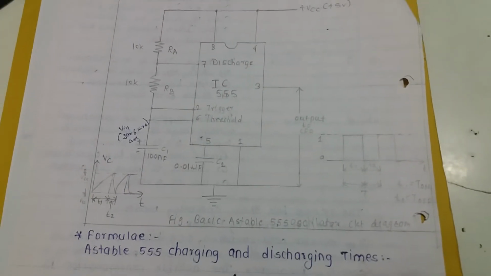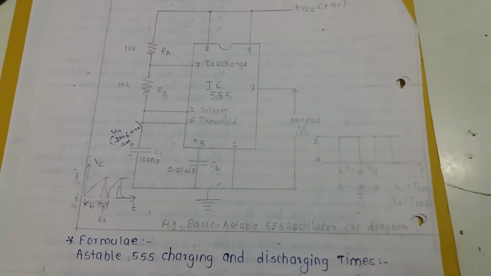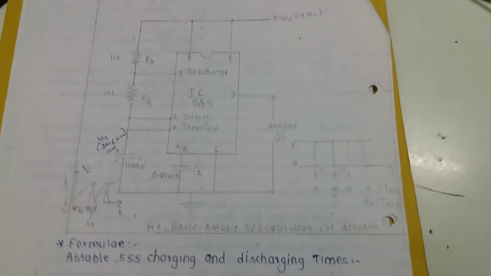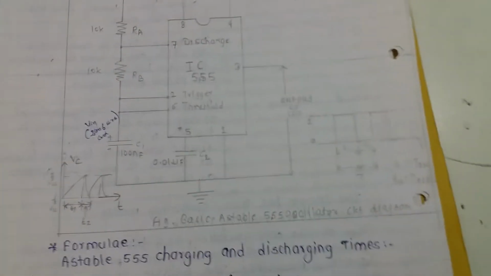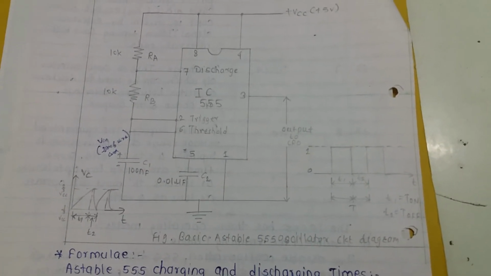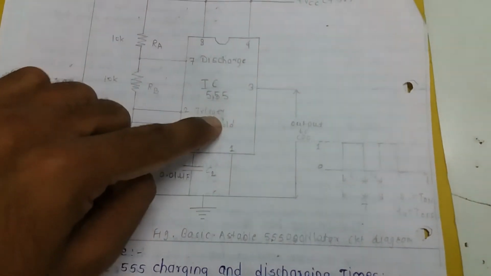Welcome all of you. In today's class you are going to learn about the 555 oscillator. The 555 has two circuits: one is astable, the second one is monostable. This circuit diagram is showing the astable 555 oscillator circuit. If I look at it, this is the circuit diagram.